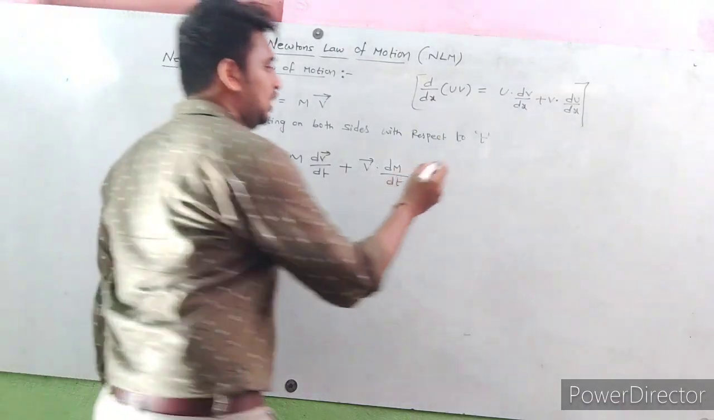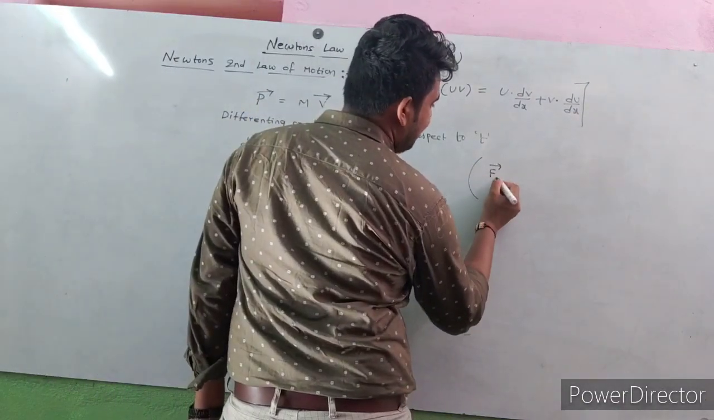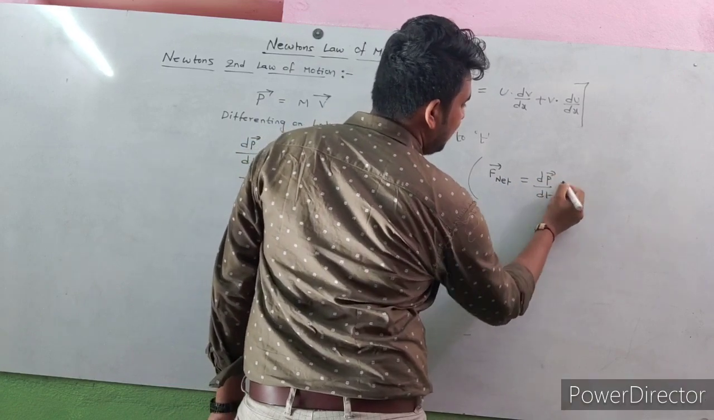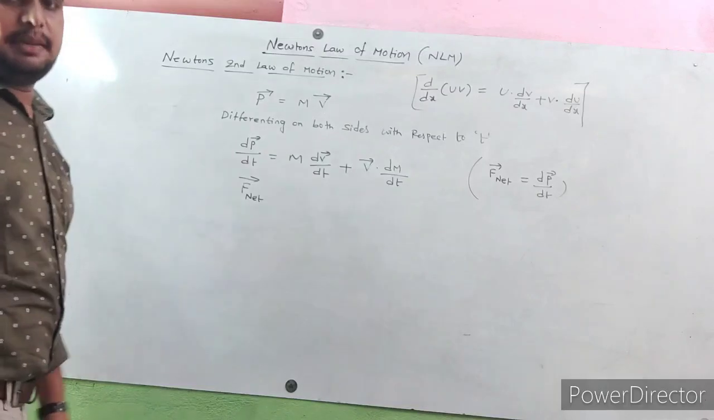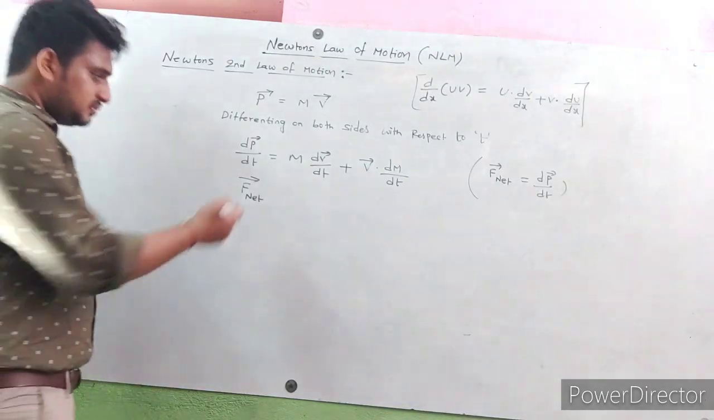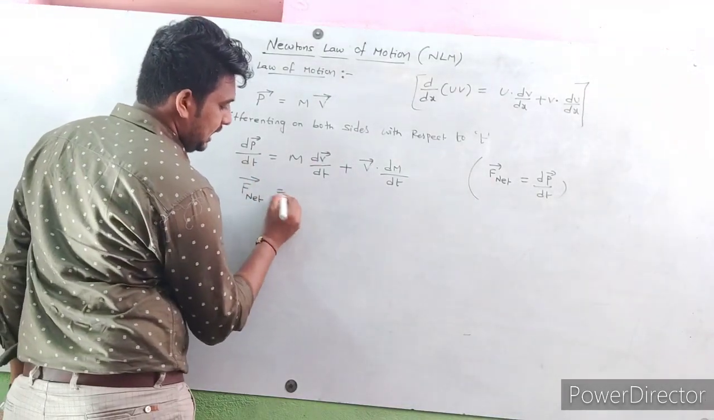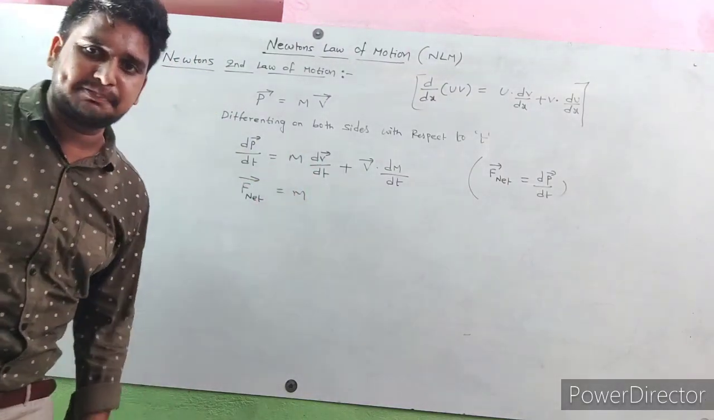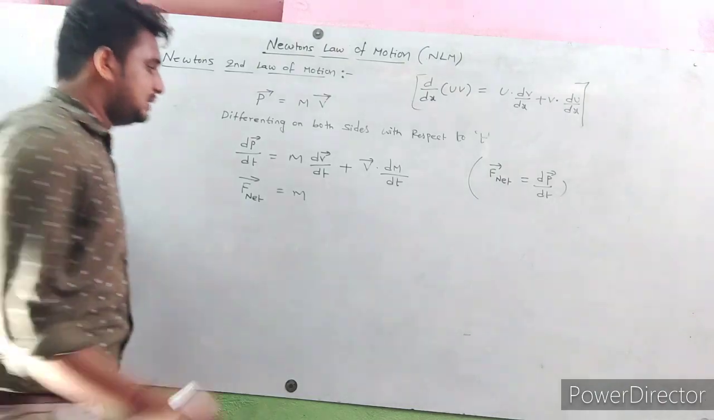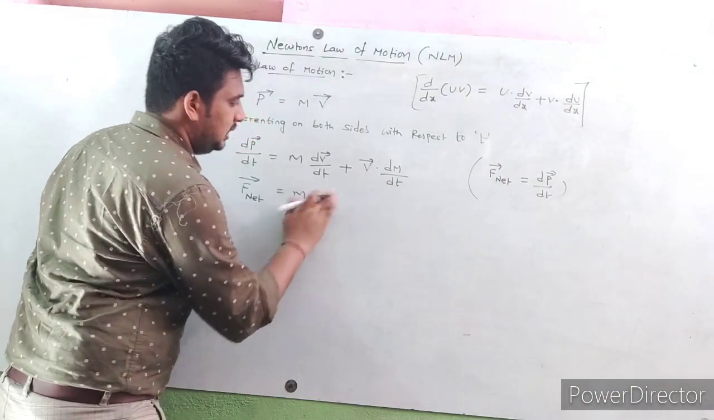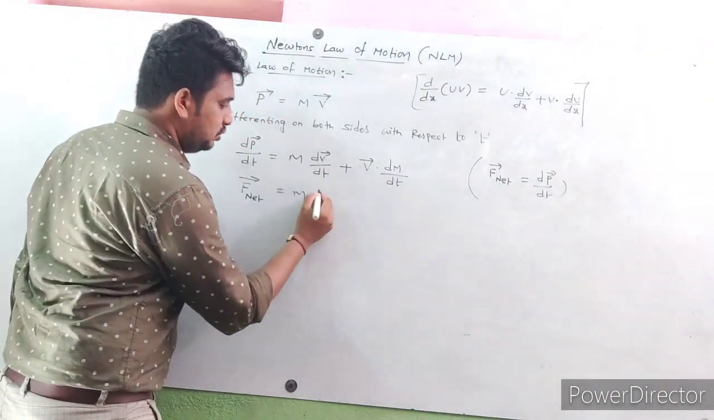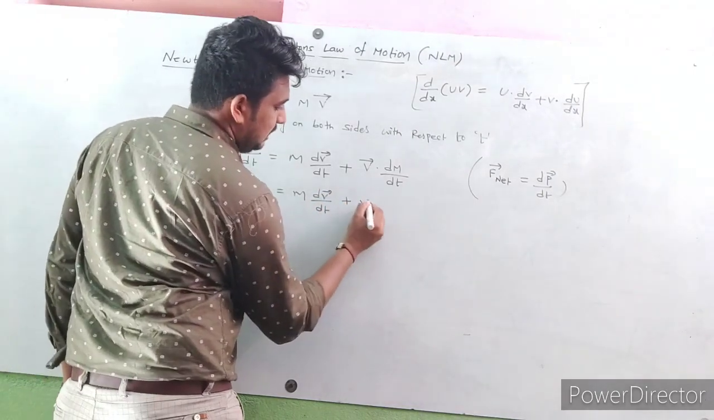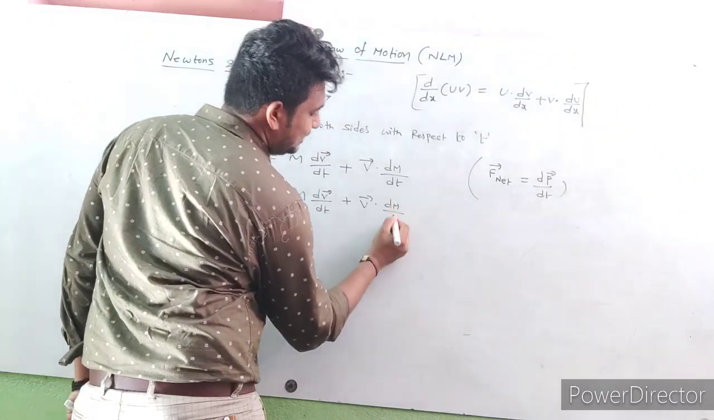According to Newton's second law, F bar net is equal to dp bar by dt. Substituting F bar net for dp bar by dt, with p equal to m v, differentiating velocity with respect to time gives acceleration. So we get m into dv bar by dt plus v bar into dm by dt.